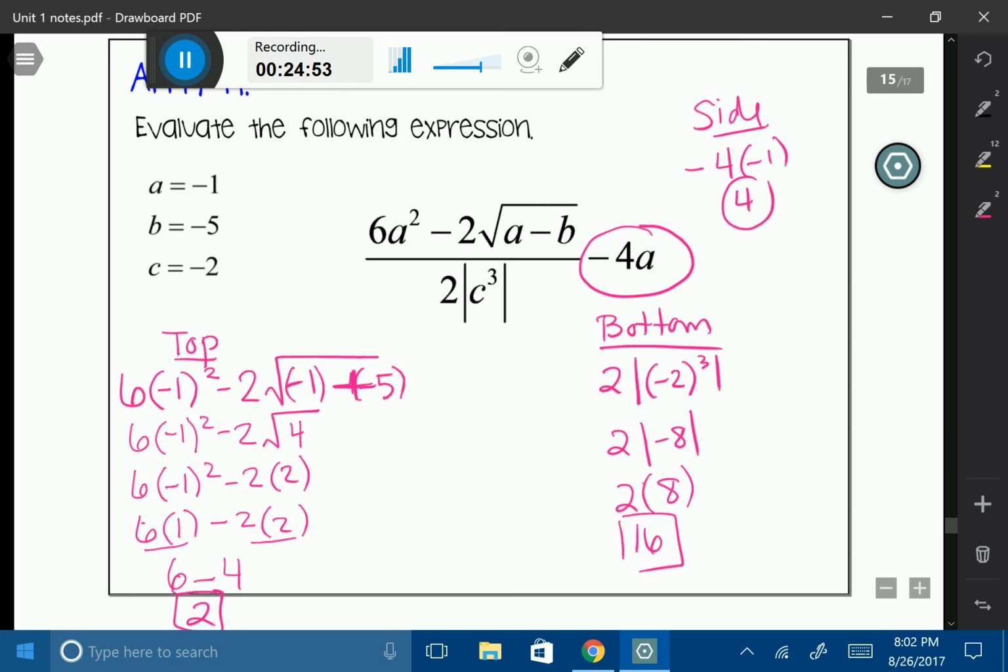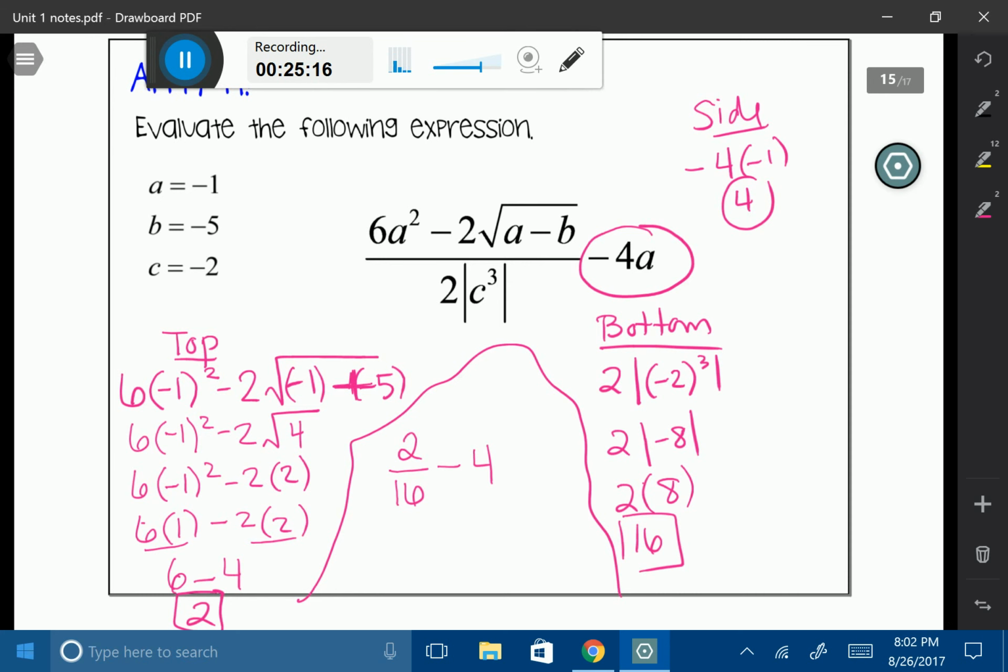Okay, so putting it all together now, I'm going to put it all in this little space right here. Try to stay a little organized here. So I have my top, and I have my bottom. And I'm actually going to take that, and I'm going to subtract 4. Okay, so 2 divided by 16, well, I know that's going to simplify to 1/8. And then I'm going to subtract 4.